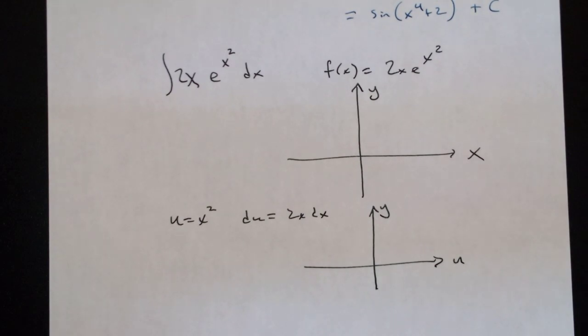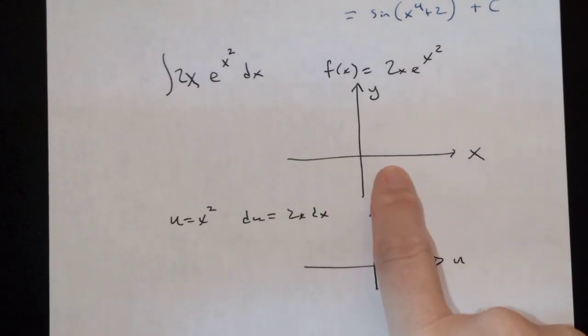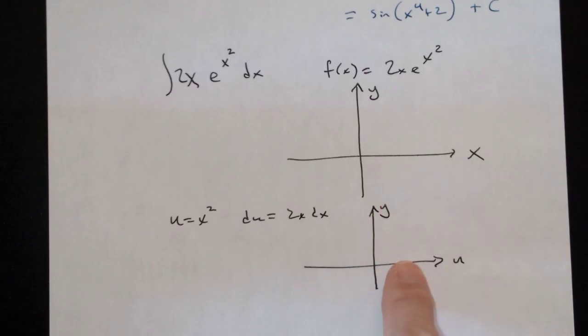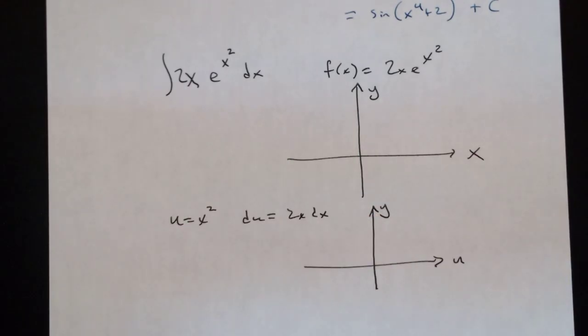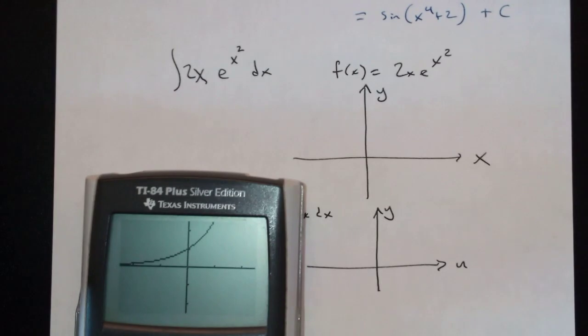Little bitty differences in X is how we make our rectangles, right? So the width of a rectangle up here would be a dx. But the width of a rectangle down here is different. It's a du. And so I have to adjust to accomplish this transformation of my picture. Your picture, I don't know what it looks like, but my picture looks like that.